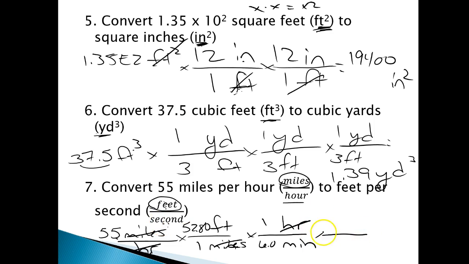So I'm going to take it one more step. Minutes is on the bottom. To cancel out, I'm going to put it on top. Seconds on the bottom. 1 minute, 60 seconds. Minutes cancels out. And so now you've got a multiply and divide problem. And my calculator says 80.666666. 2 sig figs, we're going to call it 81 feet per second, because I'm keeping those units exactly as they are. It's really important to pay attention to what you're doing.